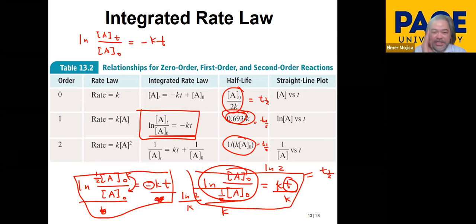So what can you say about the half-life of the first order reaction compared to the second order, the third order, and the zero order? What's the difference of this compared to the other half-lives? Anyone?